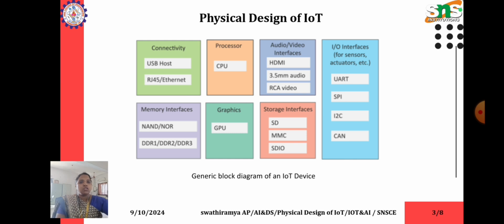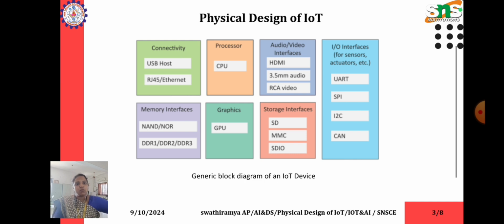Okay. So, for connectivity we have two ports, USB host and RJ45 Ethernet. USB allows us to connect and communicate with other devices with the help of the USB port, and Ethernet is a wired network connection. This also helps us to connect the devices and also to connect the storage area. Okay, this is connectivity.